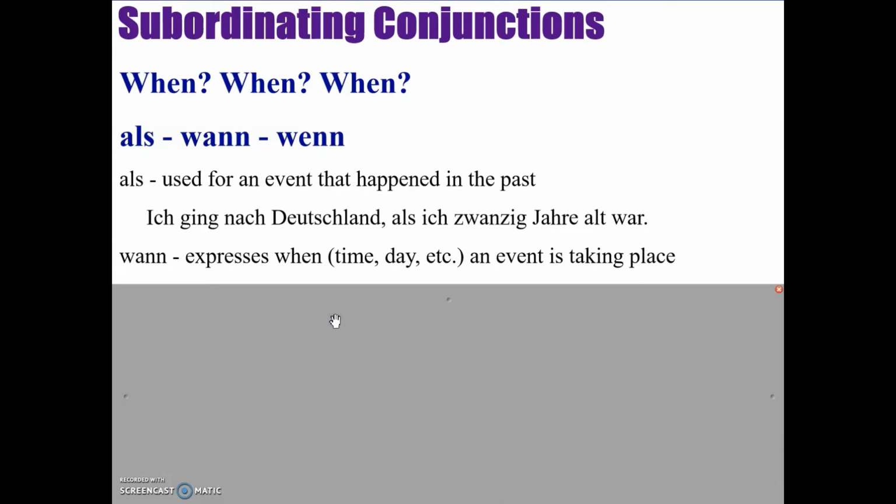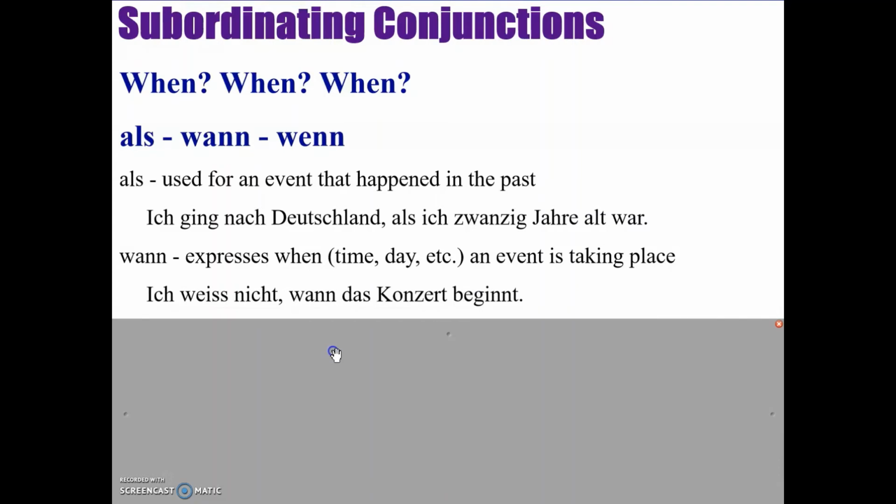Wann expresses when an event is taking place. So that could be a time, a day, a year, when a specific time an event is taking place. That could be in the past, but it would still be a specific time in the past that it happened. So zum Beispiel, ich weiß nicht, wann das Konzert beginnt. I don't know when the concert is starting.